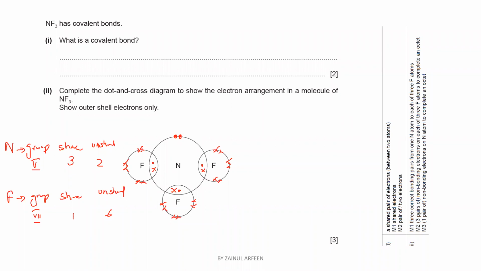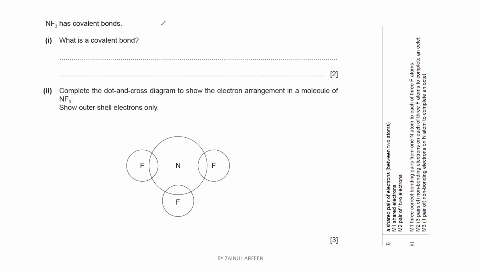NF3. And you can see what the mark distribution is. 3 correct bonding pairs: if we show the bonding pairs 1, 2 and 3, we'll get 1 mark. Then we should show the non-bonding electrons for fluorine. For all the fluorines, we'll get the second mark. And the last mark is a non-bonding pair for nitrogen. That will give us the third mark. Is it clear? This is the example of NF3.